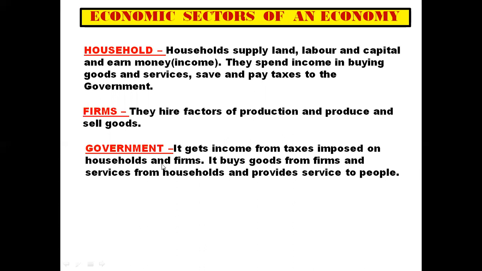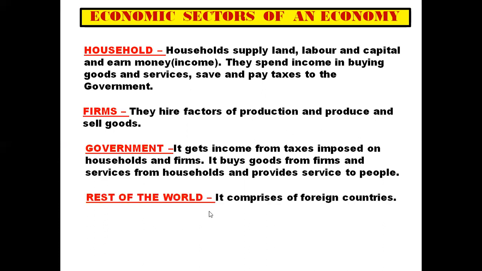Government. What is the role of government in an economy? It gets income from taxes imposed on households and firms. So the government imposes taxes on households and firms, and with that income, it buys goods from firms and services from households. So what does the government do with that income? It provides service to the people. With the income, it buys goods from the firms so that it can provide service to people, and it also buys services from the households. That is, it buys labor from the households so that it can provide service to people.